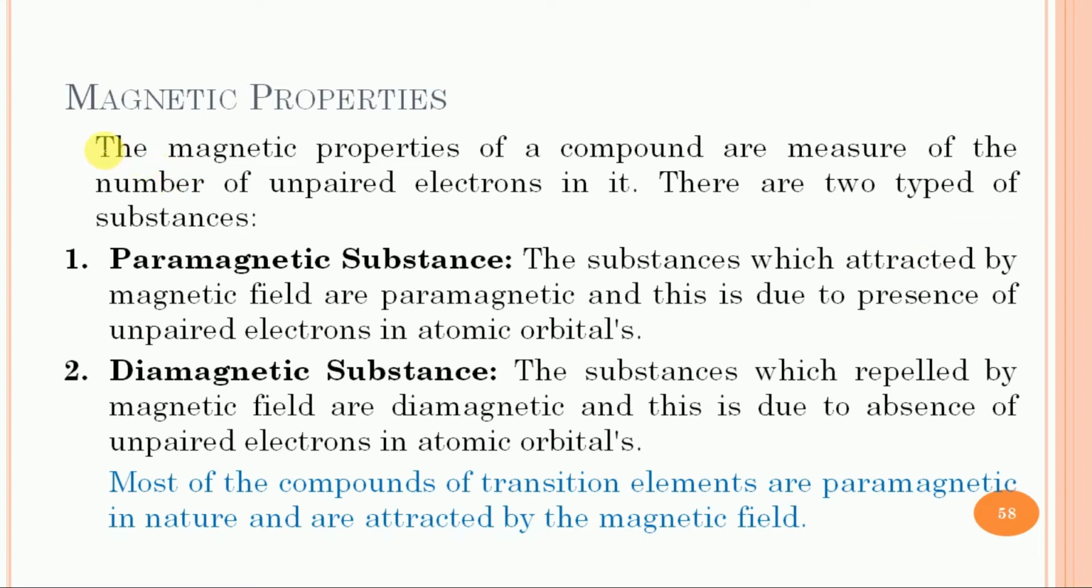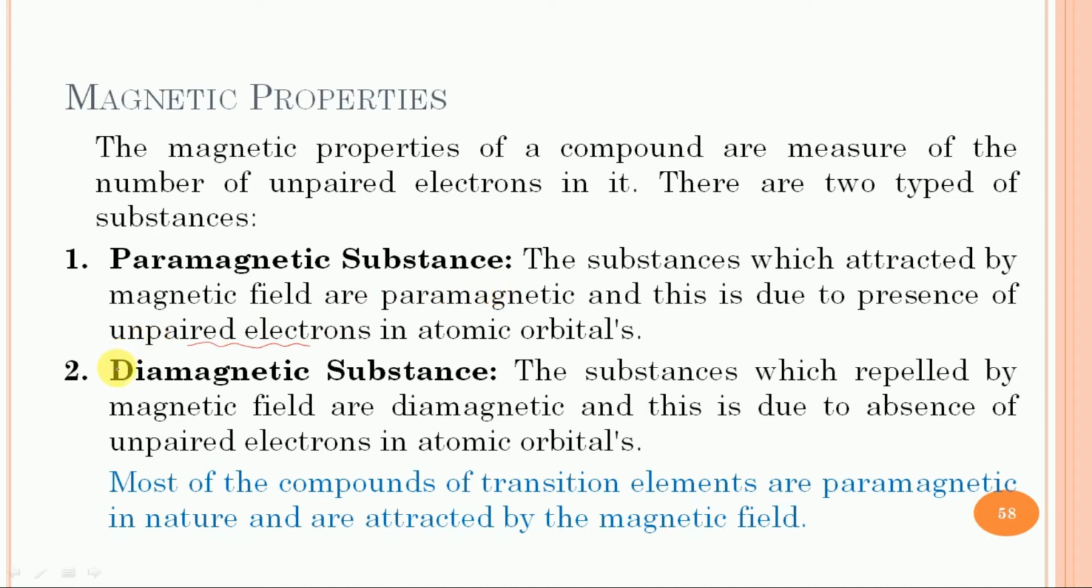Magnetic properties. The magnetic property of a compound is a measure of the number of unpaired electrons in it. There are two types of substances. The first one is paramagnetic substance. The substances which are attracted by the magnetic field are called paramagnetic substances, and this is due to the presence of unpaired electrons in their atomic orbitals.